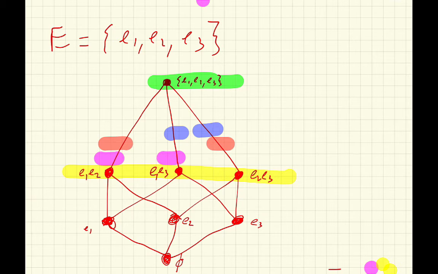Now, what does a sublattice mean? Well, what if I were to carve out this particular sublattice? So that's the E1 containing sublattice, right?